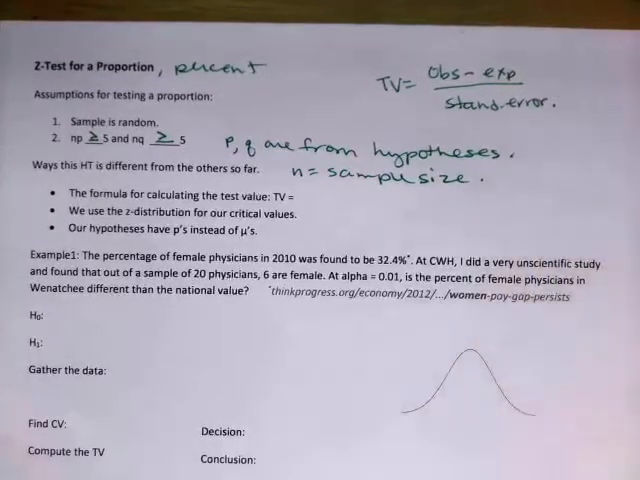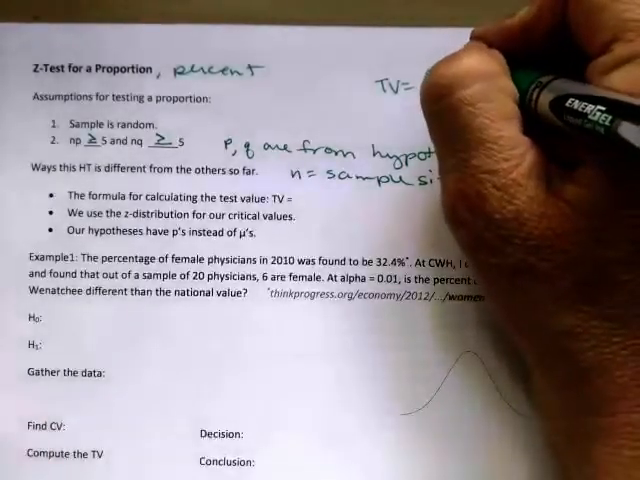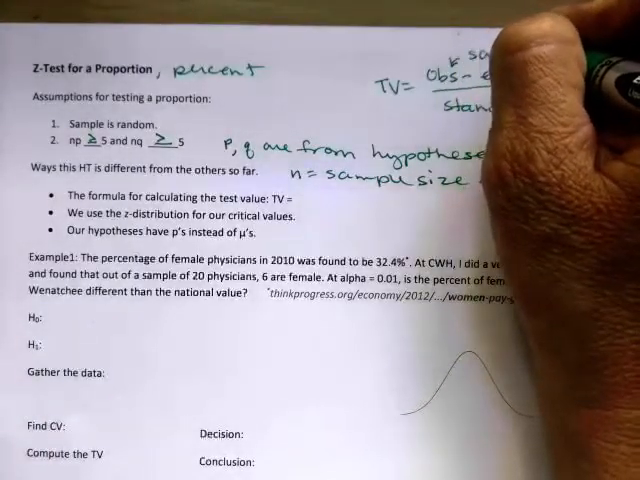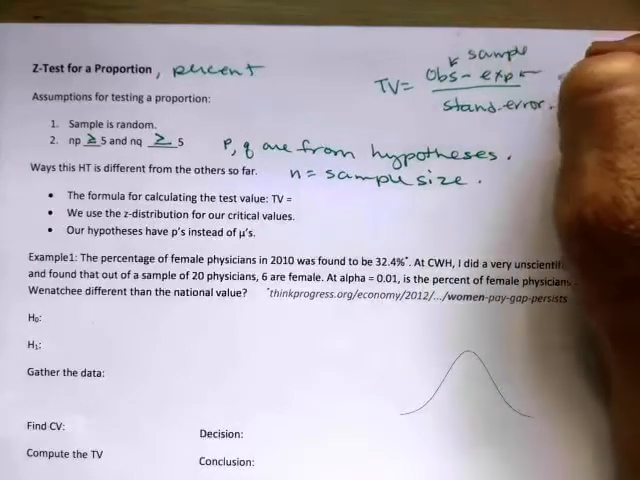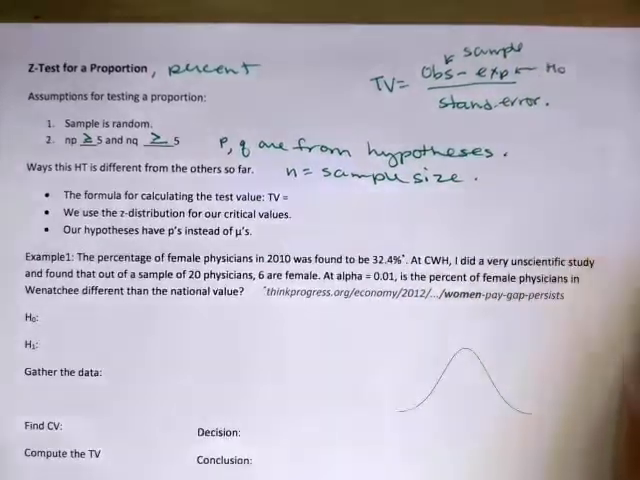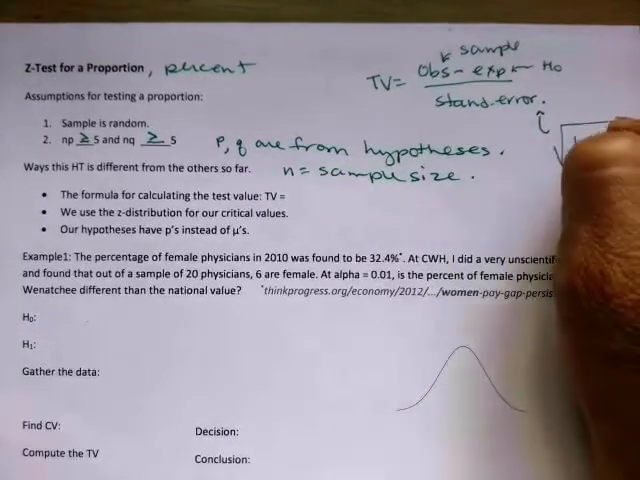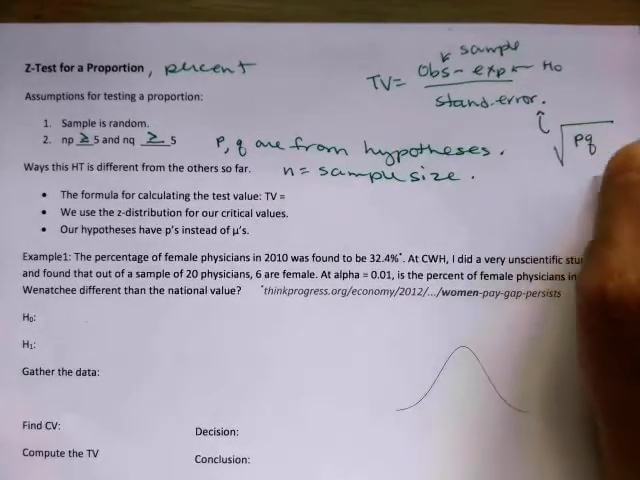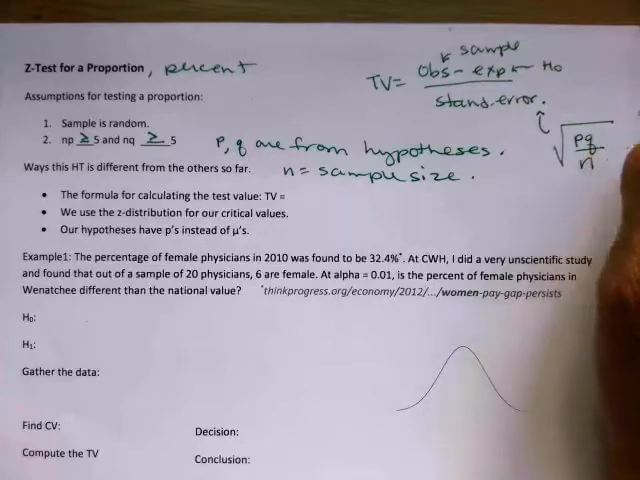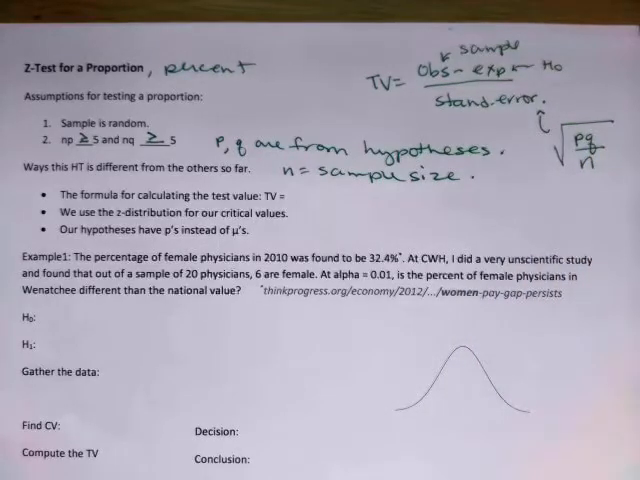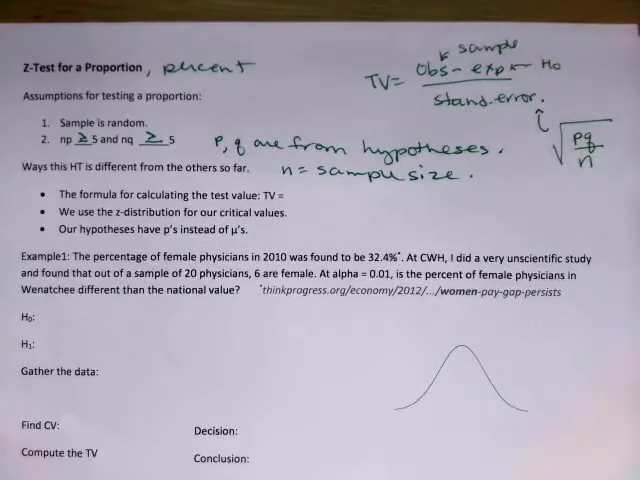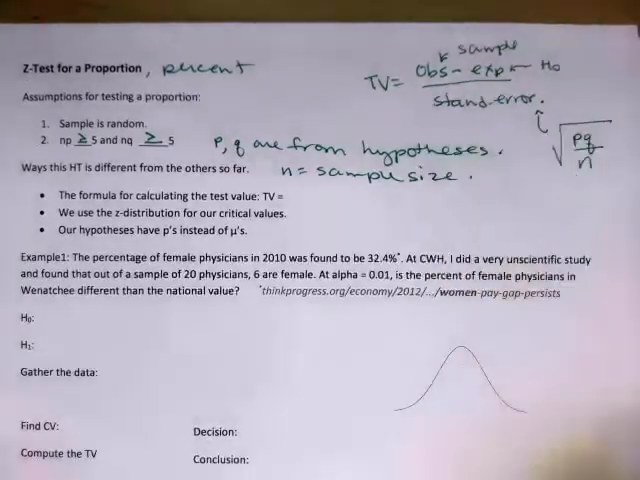Okay. So one more thing. Observed, so this is from your sample. Expected, this is from the null hypothesis. And the standard error is the square root of pq over n. But, so even though this is, we can write our formula.